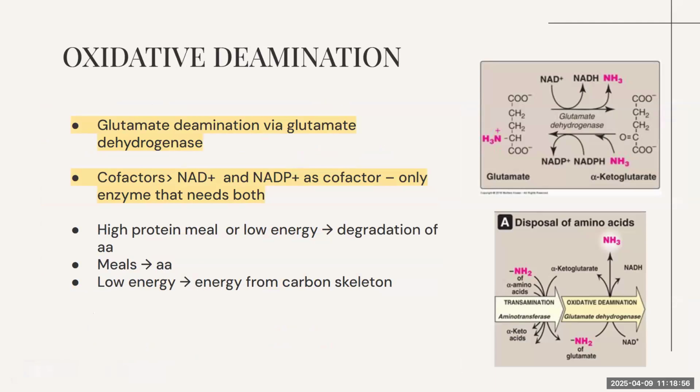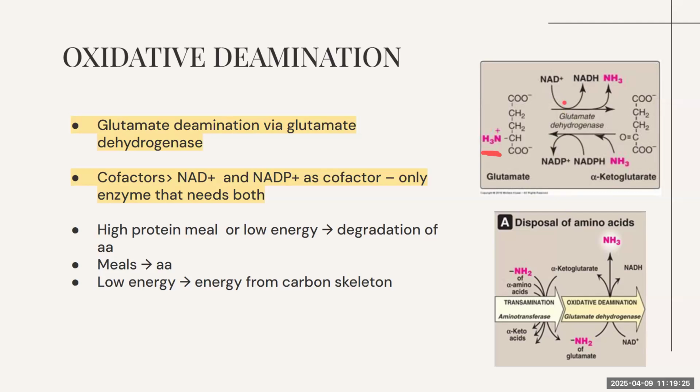Now, dehydrogenase means that a hydrogen is being taken away, okay? So I have glutamate deamination. Deamination means removing the amino group. So to this, I'm removing that amino group to give me an alpha-ketoglutarate. Keep in mind that there are cofactors that are used here.